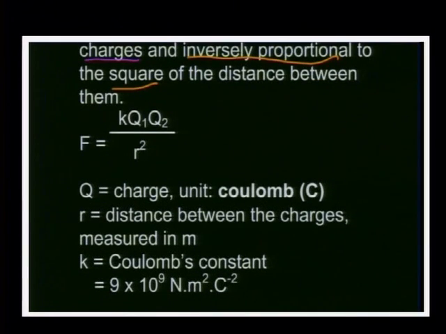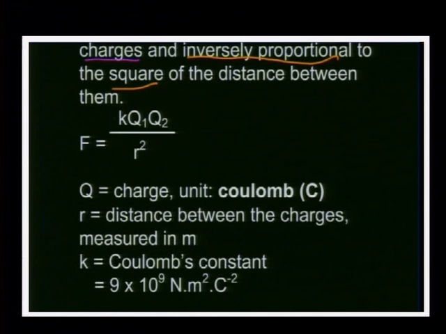We say F, the force of attraction or repulsion, is equal to k. It's written as an equation because we've taken away the proportionality. There's a constant involved. That constant we'll talk about is Coulomb's constant. k Q1 Q2 over r squared. So Q is the charge. The unit of charge is measured in coulombs. So be aware of that.